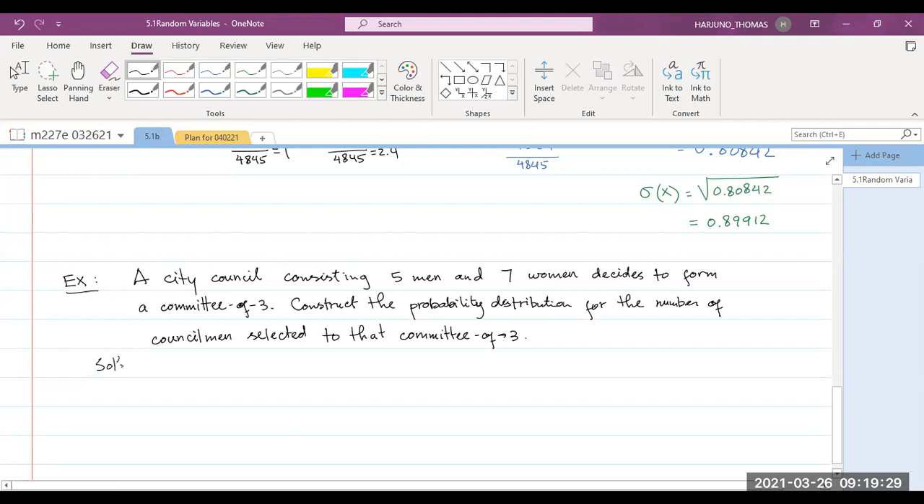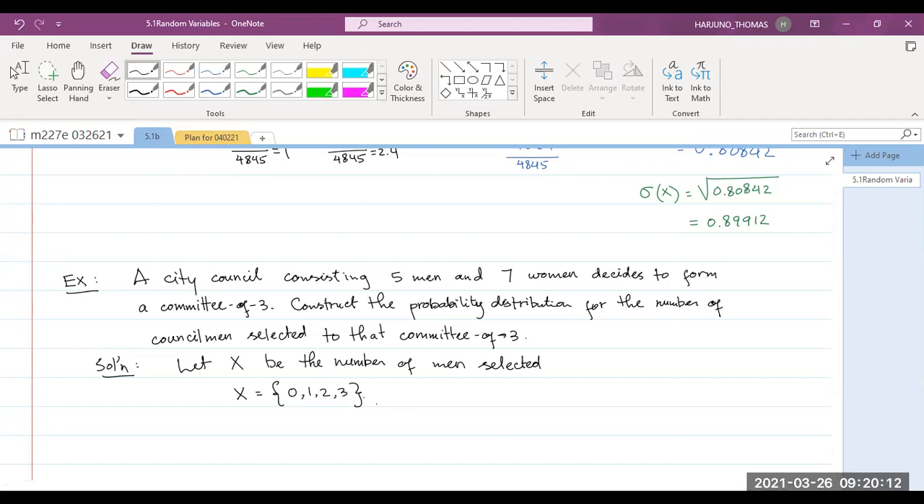I want you to do this. I give you the setup, the early setup. Let X be, so we define the random variable first. Let X be the number of men selected. Okay, then X will be maybe 0, all of them women, or 1 man, or 2 men, or 3 men. Okay, and you will compute the probability for each of them. Then write them, organize them into a probability distribution.